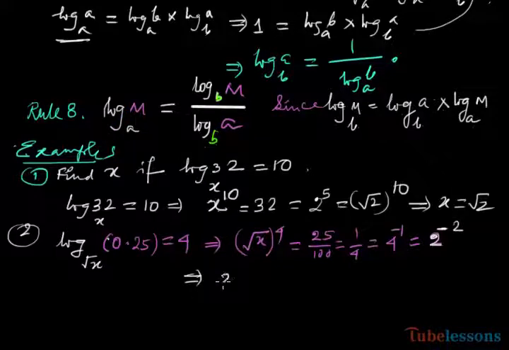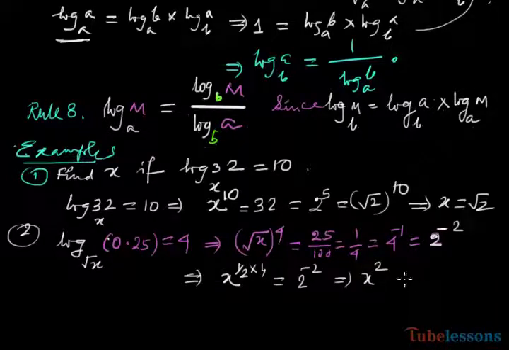Now, root x we can write as x to the power half. So, x to the half into 4 is equal to 2 to the power minus 2. So, x to the power 2 is equal to 1 by 4. So, this implies x is equal to 1 by 2.